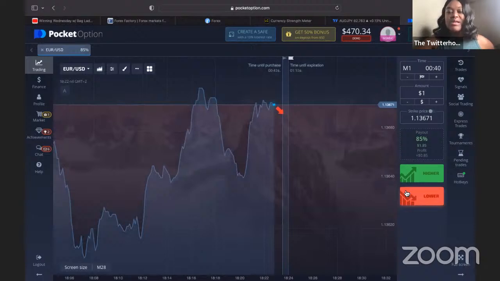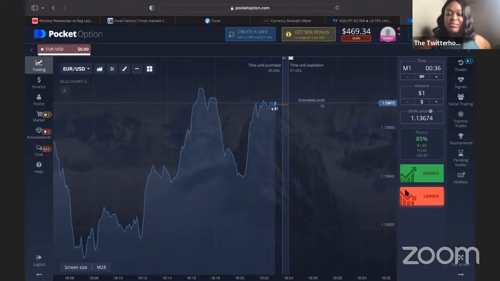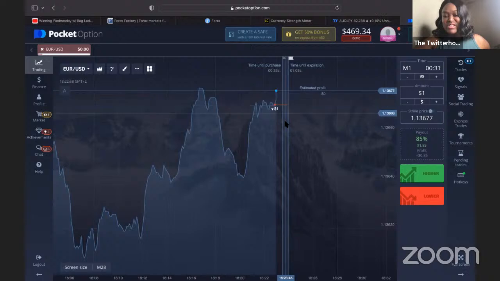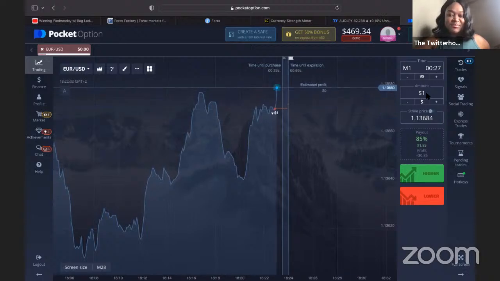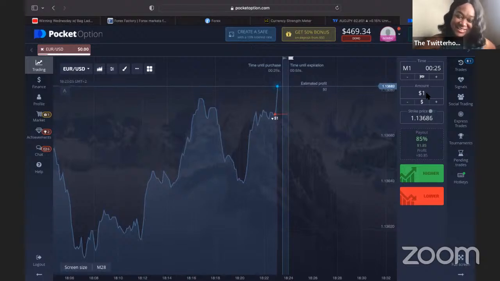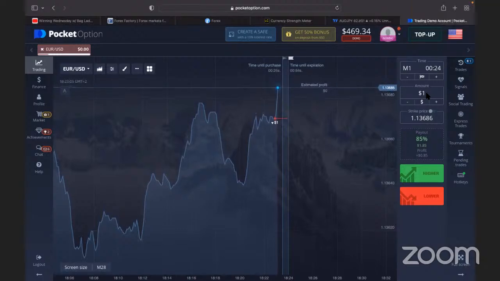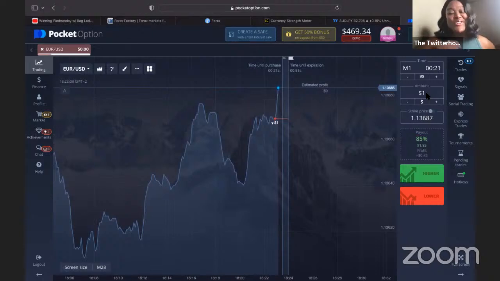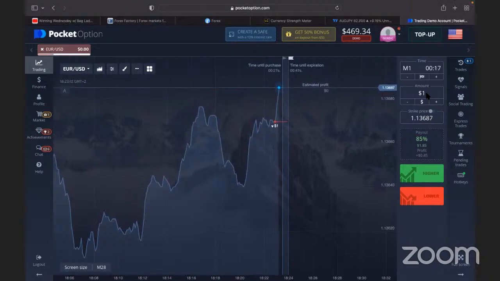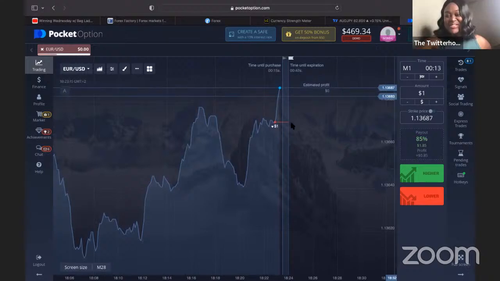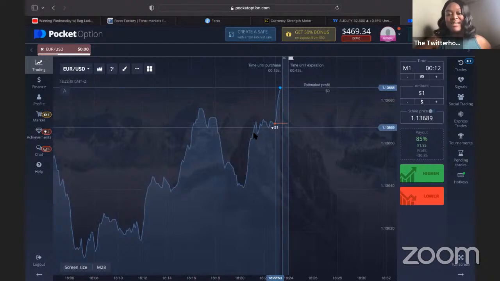Okay, so I'm gonna hit the down button, and we need price to go below this red line by expiration, or Miss Rose is gonna owe me $1. A penny. Good thing we're doing this with demo dollars, right? Just for an example. But look, it went up. Simple. It went up.